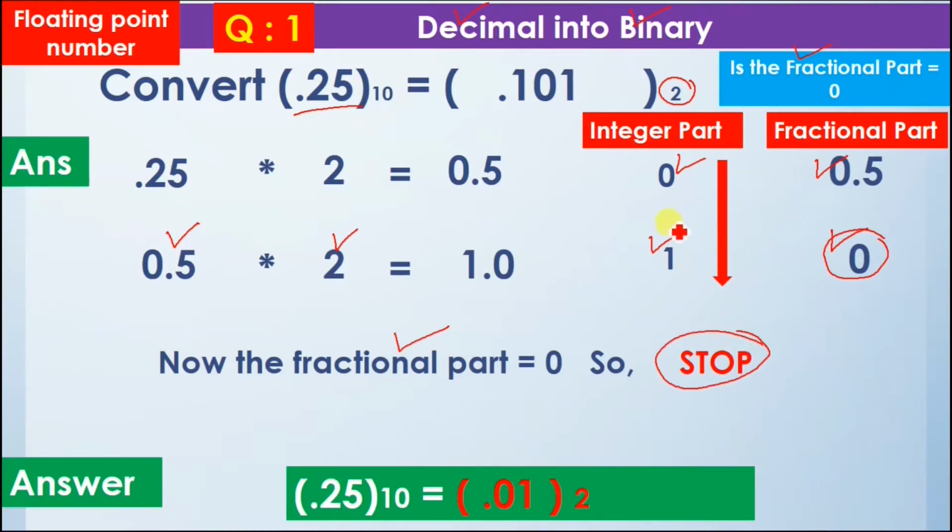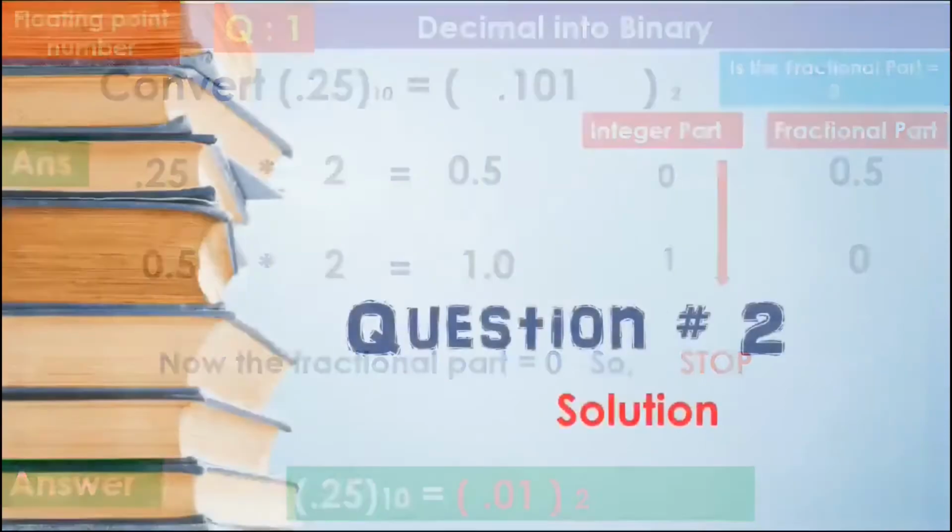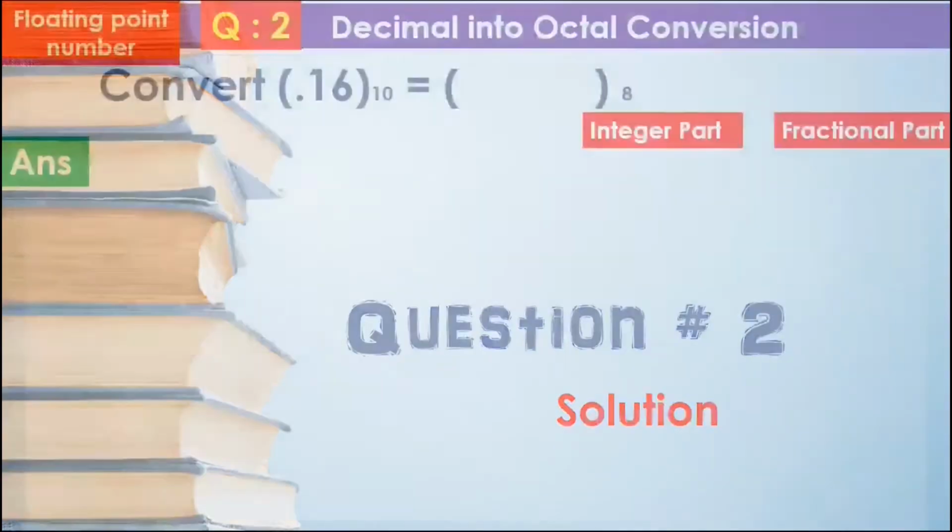And we will calculate the answer by going from top to bottom of the integer part. So we can write the answer as the decimal point will maintain its position. So point will stay here, and we can write the answer as point, and first we write 0. 0 comes here, and then we write 1. So 1 comes here. So now we can say that the number 0.25 in decimal is equal to 0.01 in binary. Next we move to question number 2 solution.